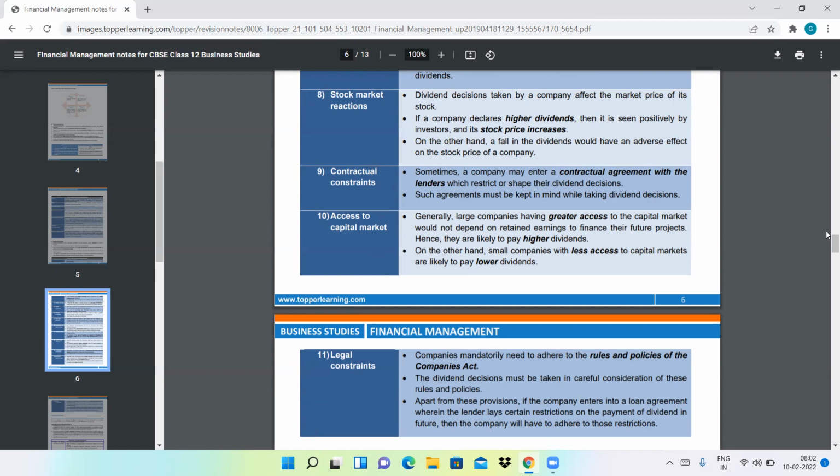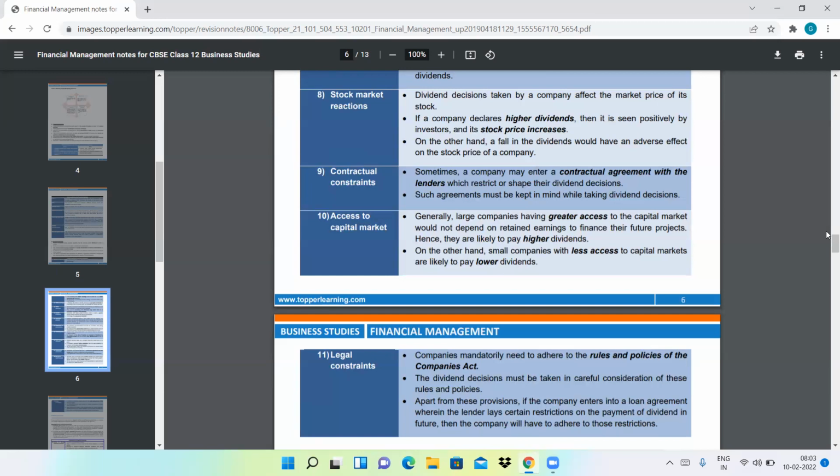Okay. Then there is access to capital market. If we have easy access to the capital market and we don't have to depend upon retained earnings for the financing of future projects, then we can easily distribute higher dividend. But if access to the capital market is difficult and the market is in a slowdown, then it is advisable not to distribute dividend and maintain it as retained earnings in the business to improve the financial position of the business.